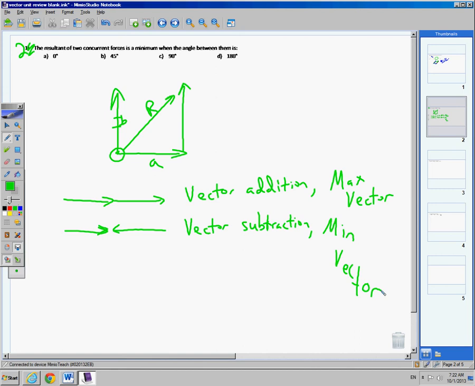Okay, something just happened there. I don't know what, but I can't write straight. So it's the minimum vector.